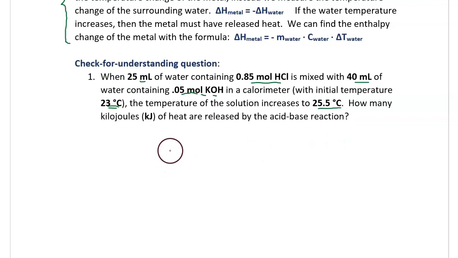How many kilojoules of heat is that? To find the answer, we'll use the formula at the top of the screen. Delta H, which means change in enthalpy or change in heat of the water, is equal to the mass of the water times the specific heat of water times the temperature change of the water.